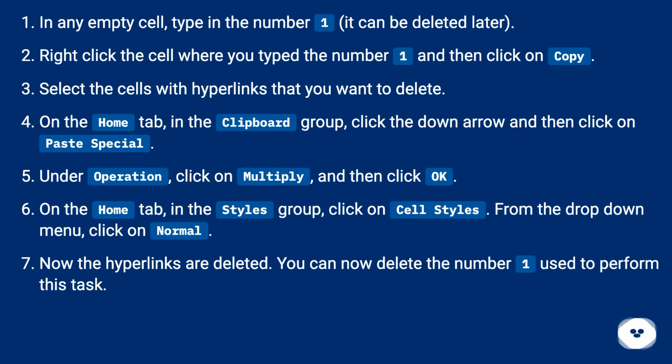On the Home tab, in the Clipboard group, click the down arrow and then click on Paste Special. Under Operation, click on Multiply and then click OK. On the Home tab, in the Styles group, click on Cell Styles. From the drop-down menu, click on Normal. Now the hyperlinks are deleted. You can now delete the number 1 used to perform this task.